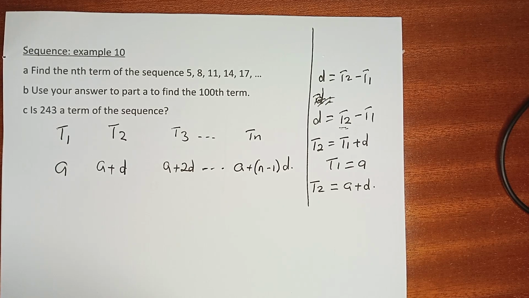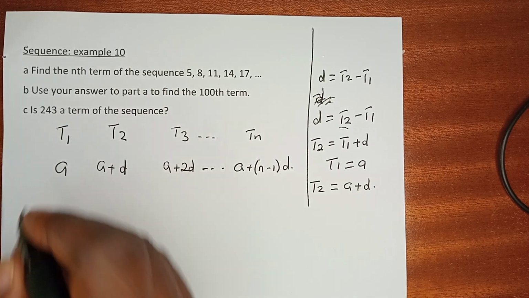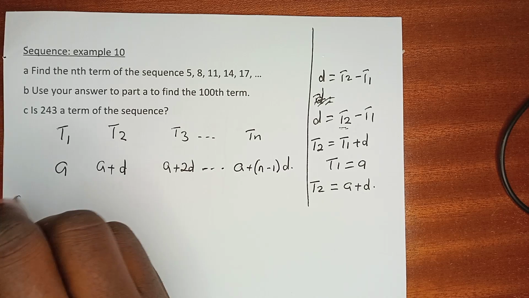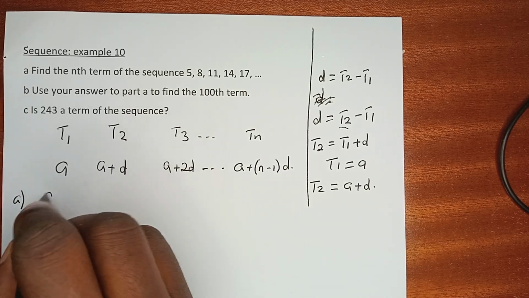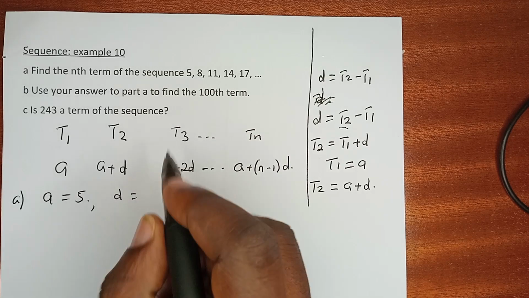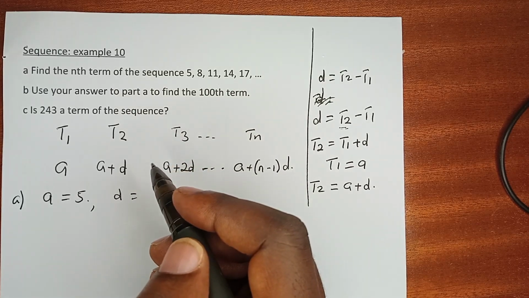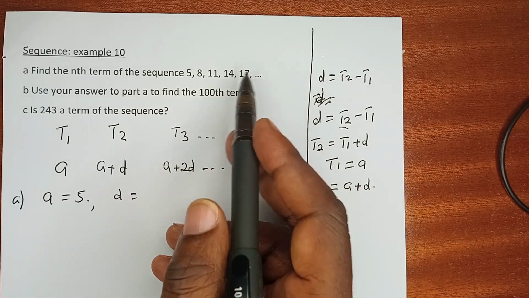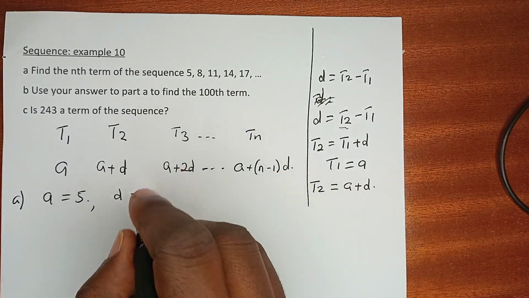Find the nth term of the sequence 5, 8, 11, 14, 17. First of all, what is the common difference in this particular case? Let's look at part A. Our first term is 5. Our D is 8 minus 5, which is 3. And it is constant because even 17 minus 14 is 3.